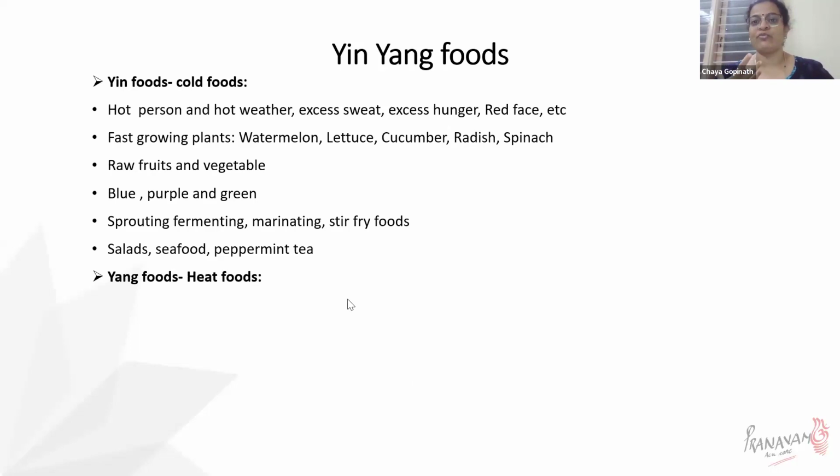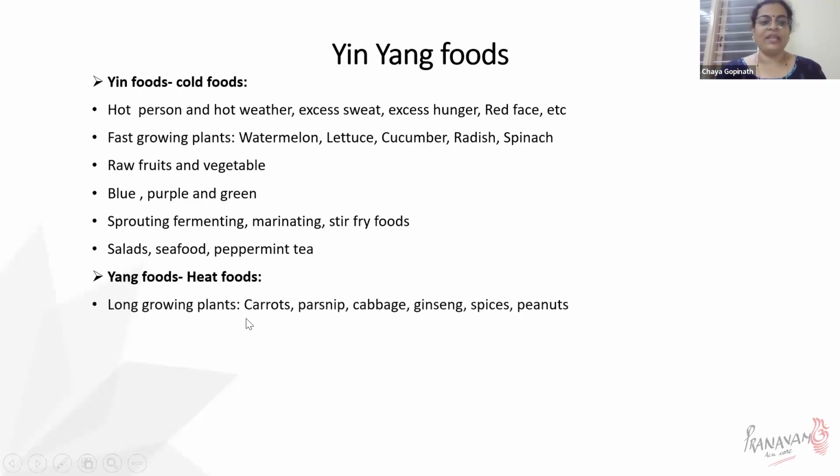So they're generally heat producing foods. Anybody who is having stagnation in the body or an issue in blood circulation or chi circulation, these kinds of people are people who have excess yin in the body, excess coldness in the body. These kinds of people will have yang related foods. What are yang related foods? Long growing plants, or plants that take a lot of time to grow, particularly carrots, parsnip, cabbage, ginseng. All your spices come under yang related foods. Within spices, you also have coldness related, but generally your spices are considered to be yang.